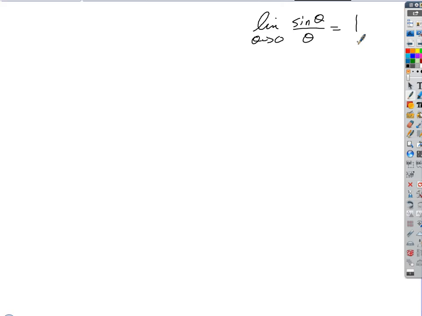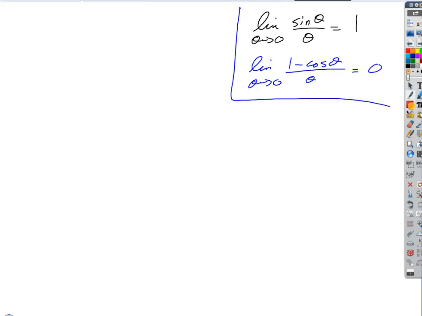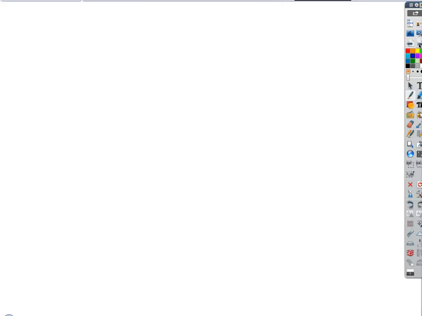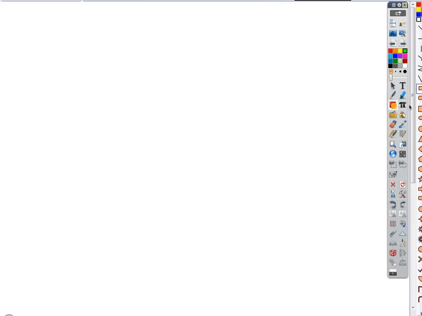Okay. And then another one we get from that. Remember what it is? The limit of 1 minus cosine theta over theta, as theta approaches 0, is 0. Okay. So let's take the top one, because if we know the top one, we can easily prove the bottom one. Here's how we're going to do this. We're going to do a geometric proof. Kind of a sort of geometric proof, yeah.